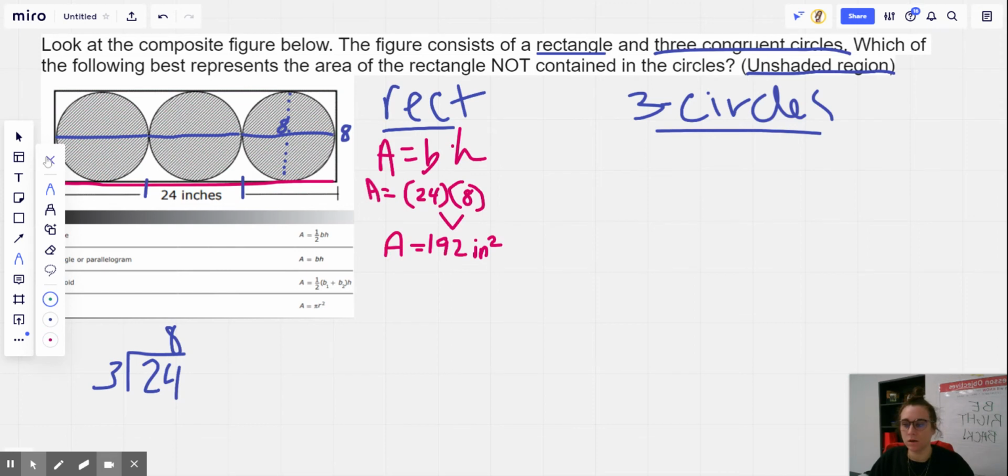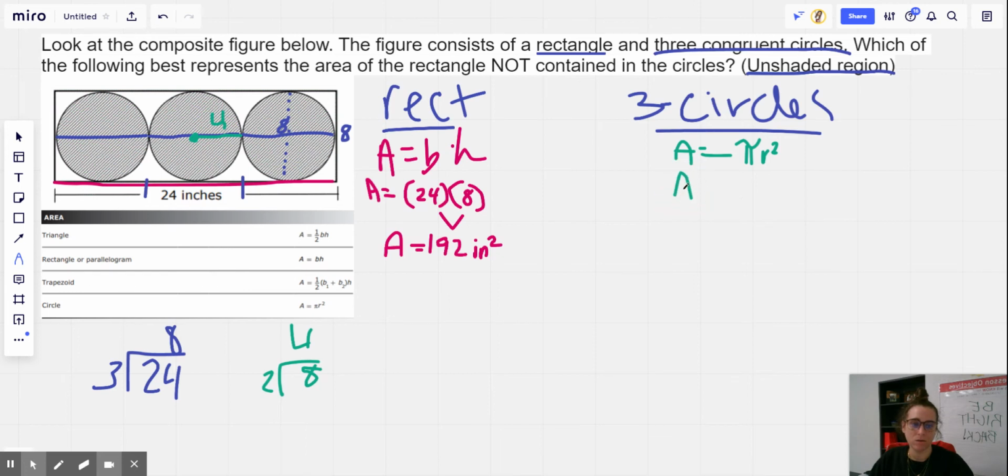Okay, now we move on to our 3 circles. Well, we know the formula for circles is area equals pi r squared. Well, when we had to figure out the height, we figured out the diameter is 8. So if the diameter is 8, what is the radius halfway going to be? Half of 8 gives me 4. So I know my radius is 4. So area equals pi times 4 squared. We know 4 squared is just 4 times 4.